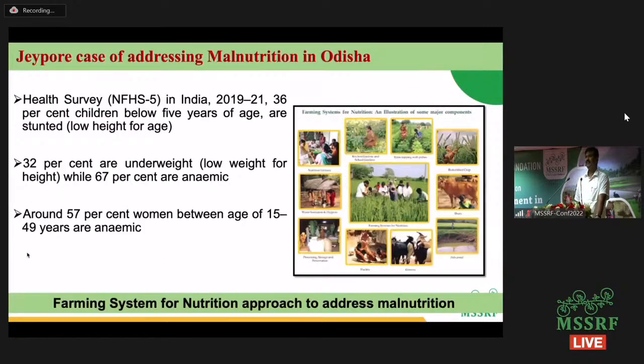And the second case is Koraput. I need not tell.